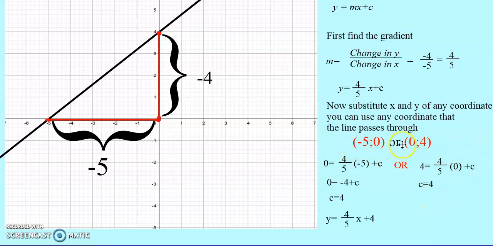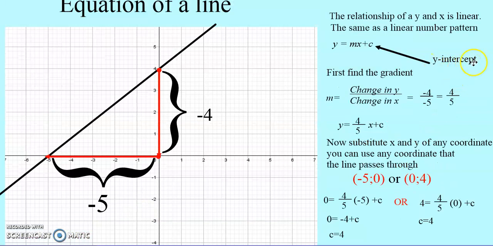So it does not matter which coordinate I use as long as the line passes through that coordinate. I can use it in my equation to solve for c. And generally, I will choose the one that will be easiest for me. You will now also notice that the c value is my y-intercept. It means where the graph or the line or the function cuts the y-axis.